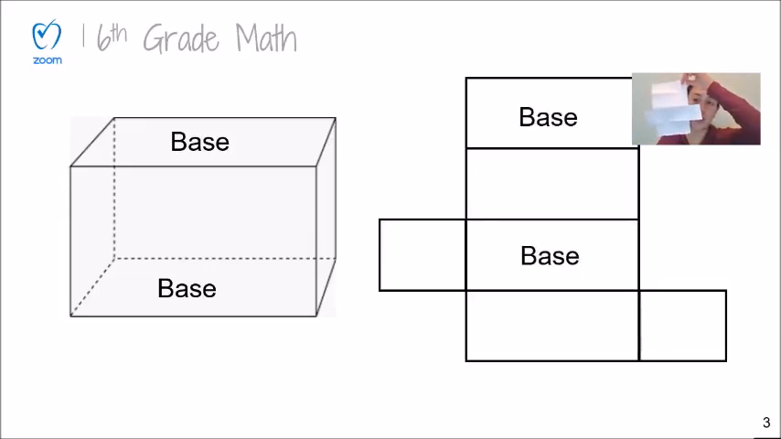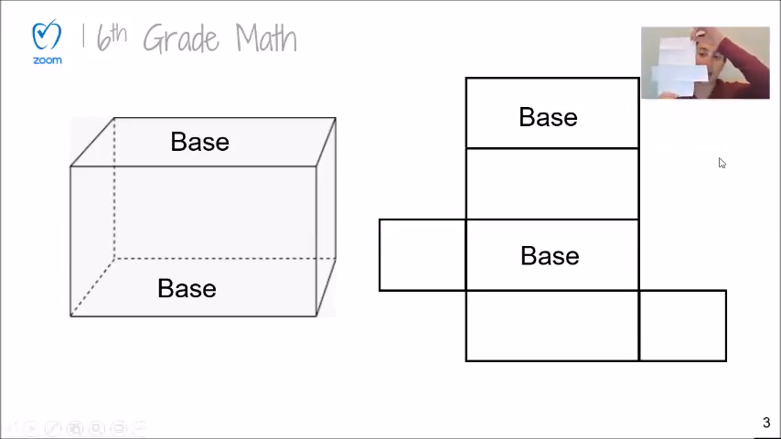This is called a net. And as you can see here, it has the exact same faces that my 3-dimensional shape had. And you can see that I labeled my 2 bases, which are parallel. They're also the same size. If I were to fold this back up again, I would be able to recreate my 3-dimensional rectangular prism, although I could use some tape to hold it together. When I unfold it again, I see my net.